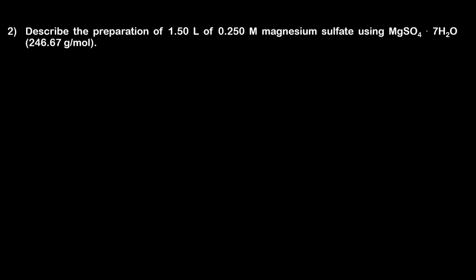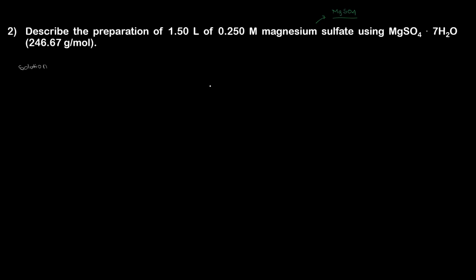Next question. You can answer this one yourself. You can just pause the video or you can follow along. Describe the preparation of 1.50 liter of 0.250 molar magnesium sulfate using magnesium sulfate heptahydrate. That's how you read it. For MgSO4·7H2O with a molar mass of 246.67 grams per mole. Magnesium sulfate here is basically MgSO4. Let's solve this step by step.